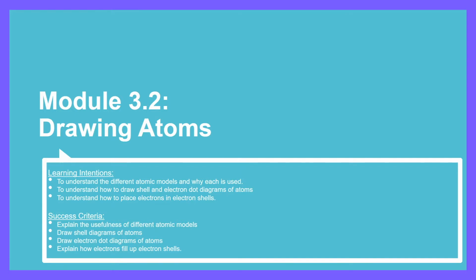All right, welcome to module 3.2, where we're going to look at how you can actually draw atoms and represent atoms in different ways. You can see again our learning intentions and success criteria there on the screen. Feel free to pause the video and read them, but we're going to jump straight into it.